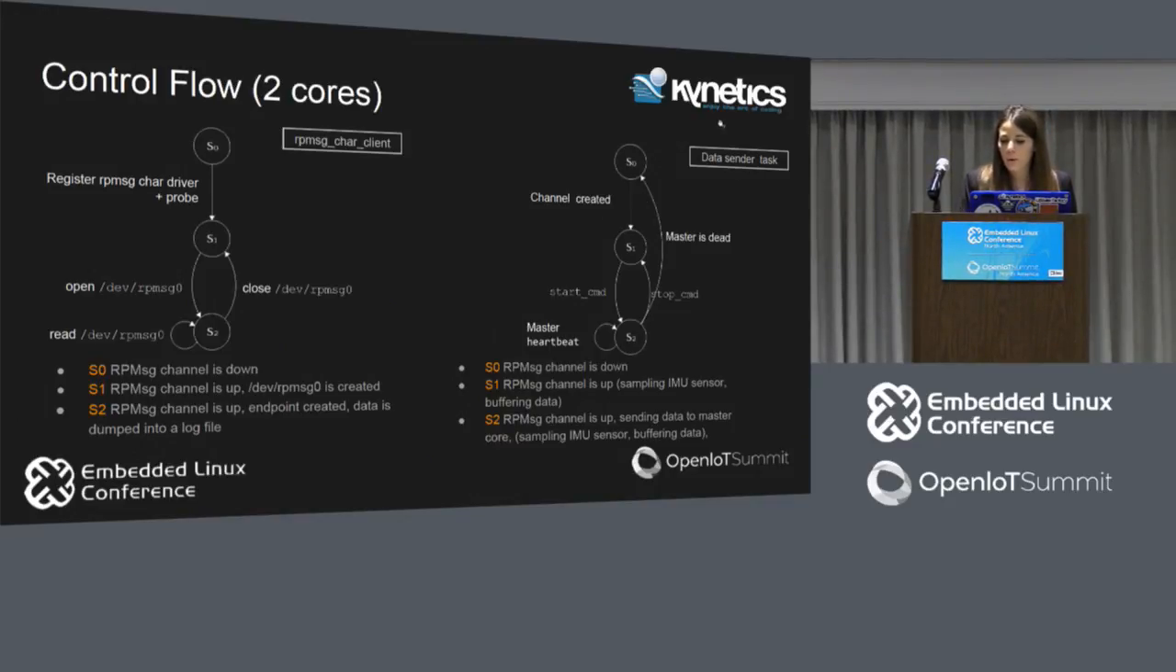On the right side, we have the flow of the data sender task on the FreeRTOS side. Also here, we have a first transition from where the channel is not there to the state where the channel is created. Then our task just waits for the start CMD interrupt, goes into this state where it just keeps sending the EMU samples to the master core and checks for the master heartbeat. If the stop CMD interrupt arrives, it just goes back to reading samples from the EMU and buffering data. And if the master heartbeat doesn't arrive at the expected time, the MCU just assumes that the MPU has crashed, destroys the channel, and goes back to the first state.